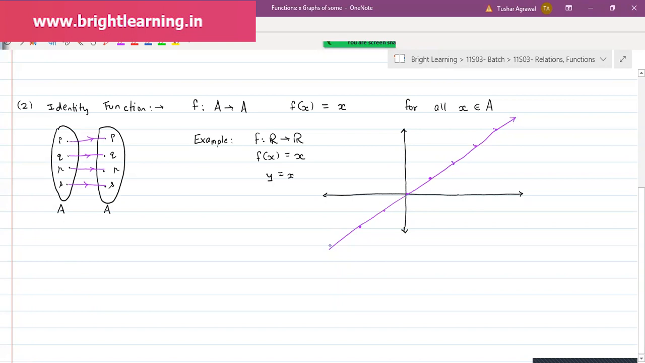So this is the graph of an identity function, f of x equal to x. Either you can call it y is equal to x, or you can call it f of x is equal to x.